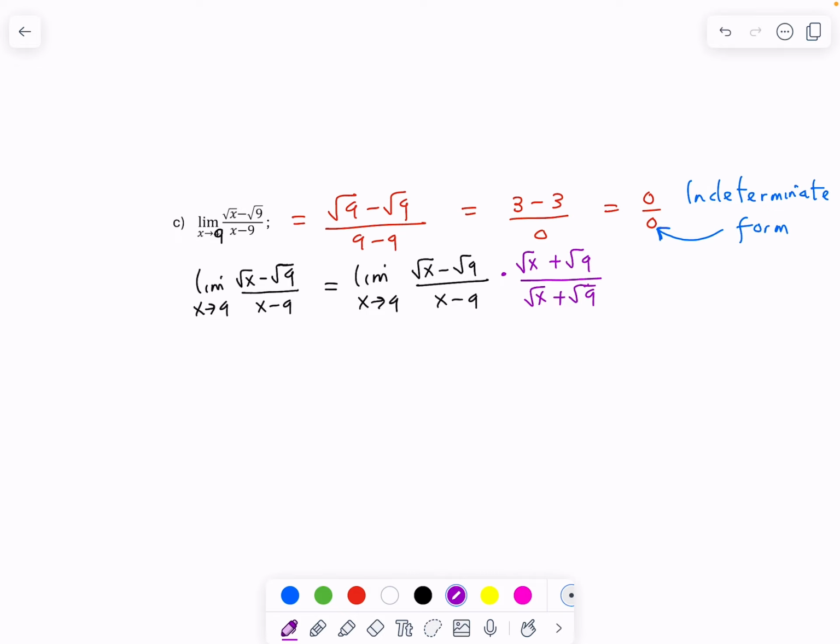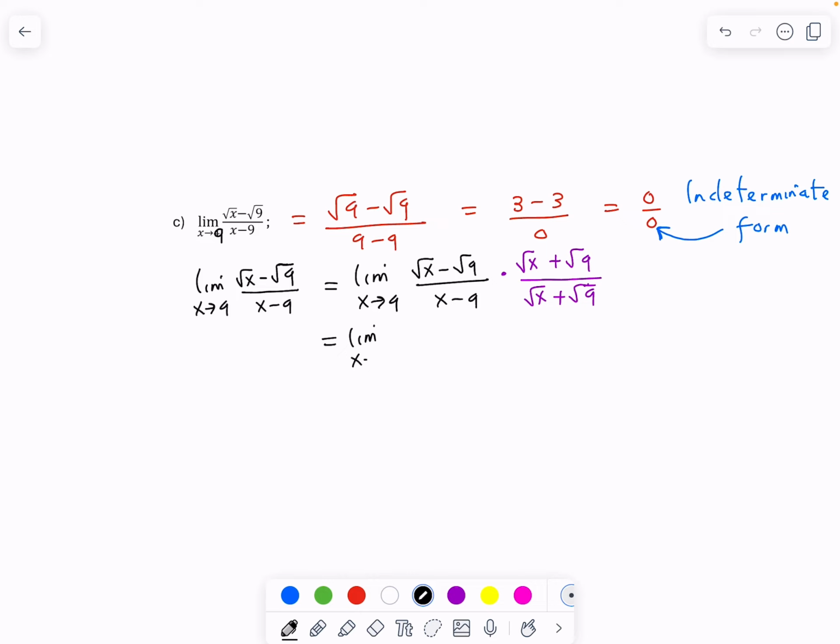So let's simplify this expression now. I'm not really changing the problem. If this divides this, I just get 1. So it's kind of like I'm multiplying by 1. I'm not dividing, I'm multiplying.